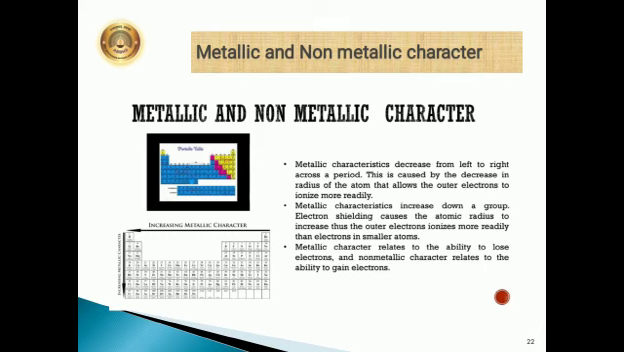Metallic character relates to the ability to lose electrons, and non-metallic character relates to the ability to gain electrons, as we have seen in the sodium and chlorine example. Sodium is a metal, so it has the ability to lose electrons. Chlorine, a non-metal, has the ability to gain electrons. So sodium is a cation and chlorine is an anion.